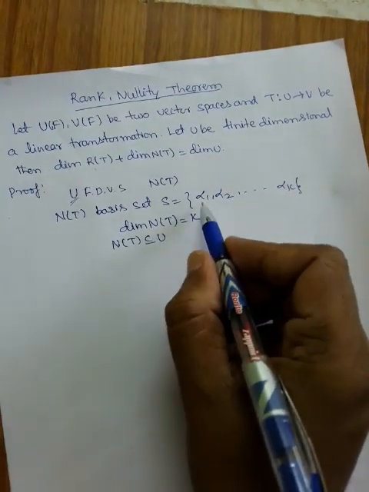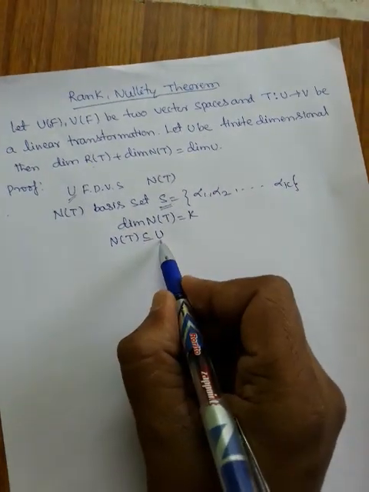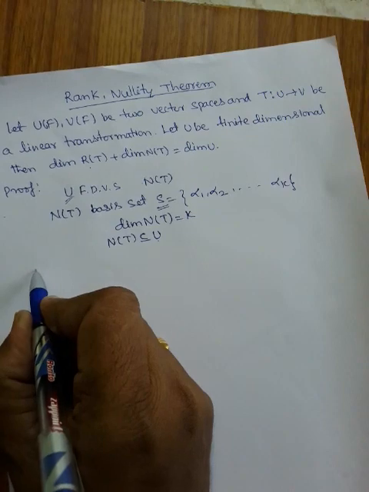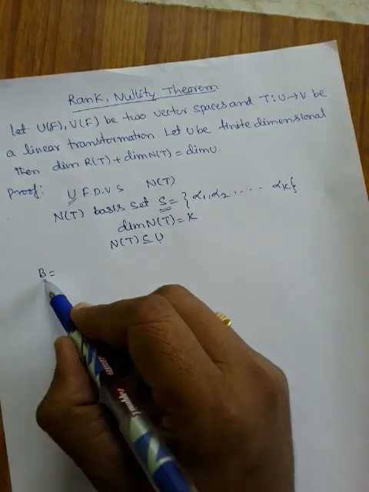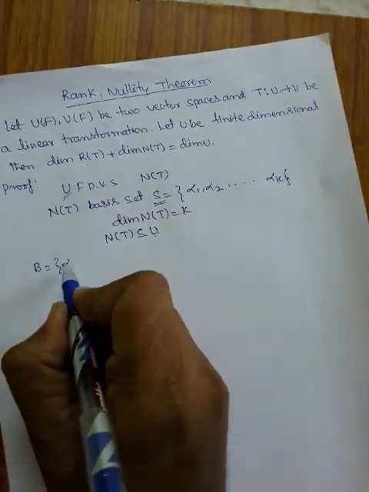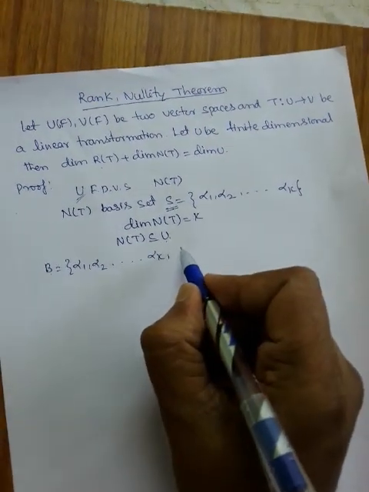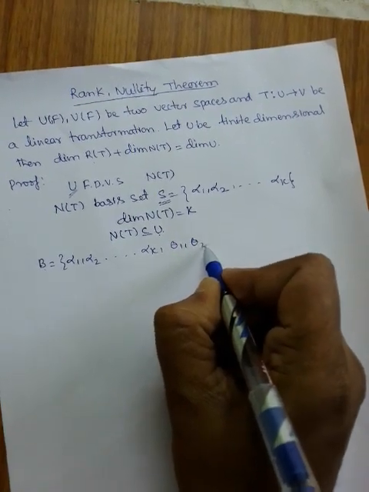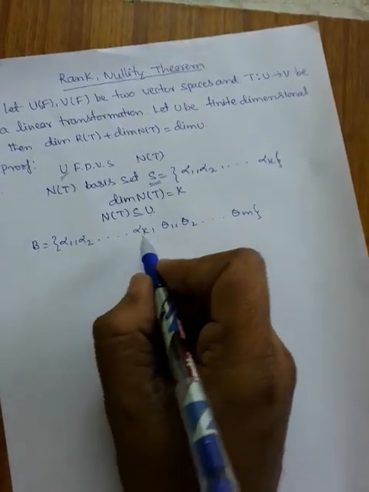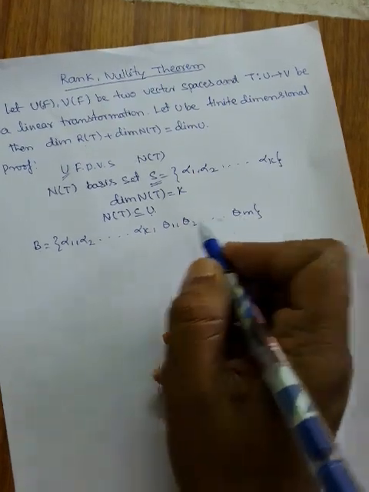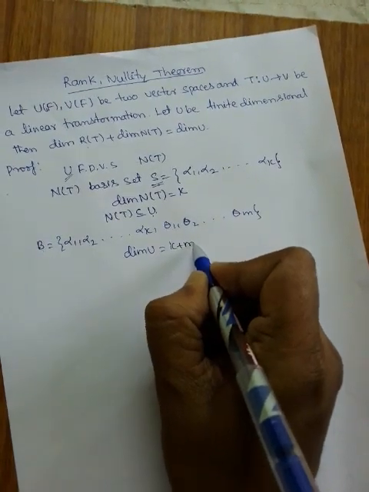Since N(T) is a subspace of U, as per the base extension theorem, we can extend this base up to U. Therefore B is the extension base of S, and it is a base for U. Here we have all the alpha values and additional values theta 1, theta 2, up to theta m. So we have k alphas and m thetas, therefore the dimension of U is k plus m.